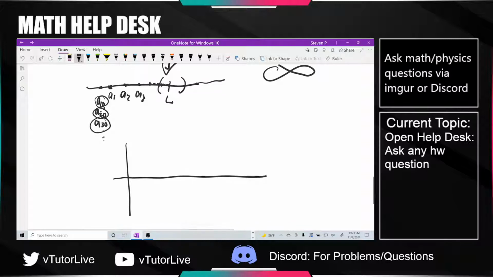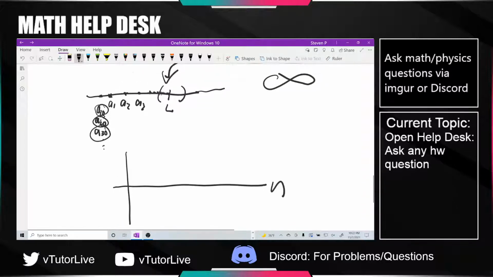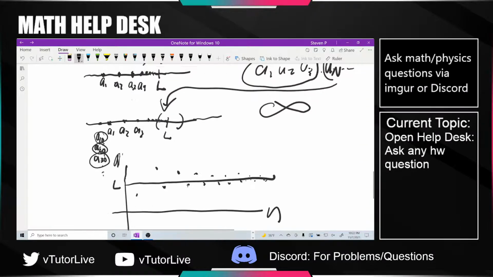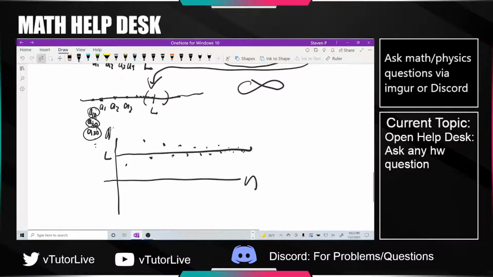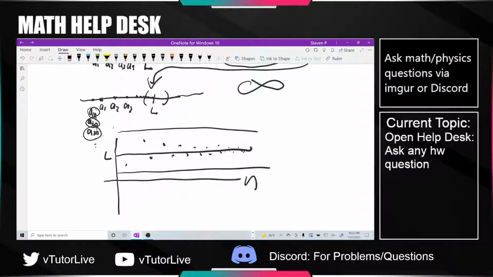But this is basically saying, if this is your n, and this is the magnitude of your a values, the idea behind a limit L is basically that a bunch of your points get arbitrarily close to this thing. And the definition of a limit is saying that for every epsilon, this line up here is L plus epsilon. This line down here is L minus epsilon, right?